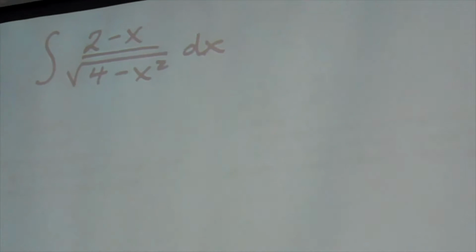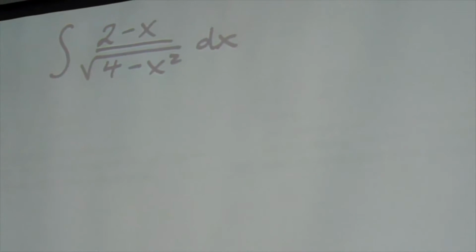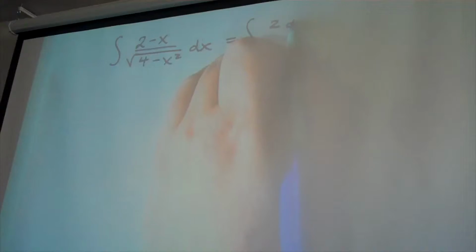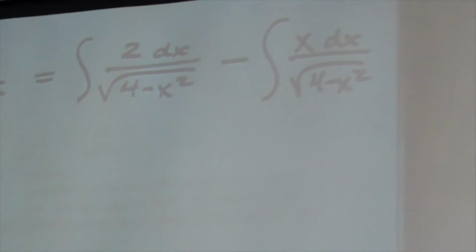The integral of 2 minus x over the square root of 4 minus x squared dx. Oh no. That splits into 2 times the integral of dx over the square root of 4 minus x squared, minus the integral of x dx over the square root of 4 minus x squared. Try splitting when you have 2 terms on top and just 1 on the bottom.